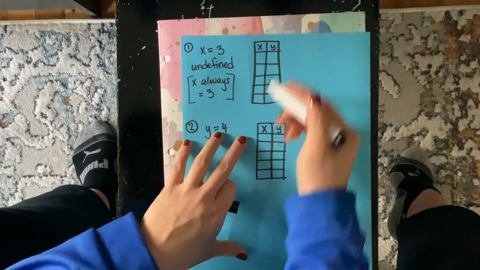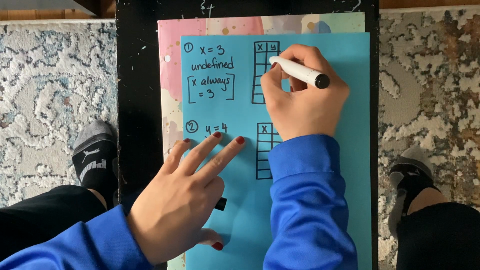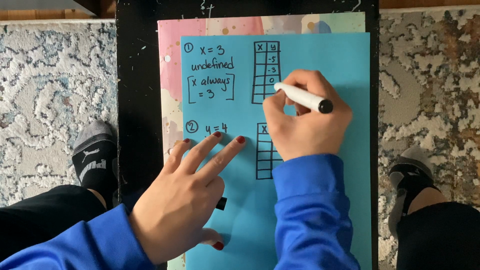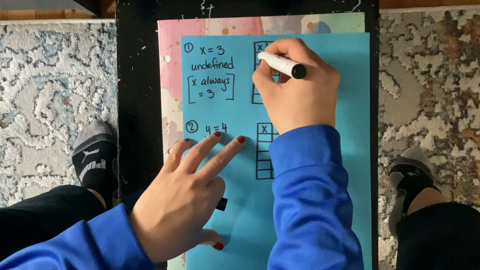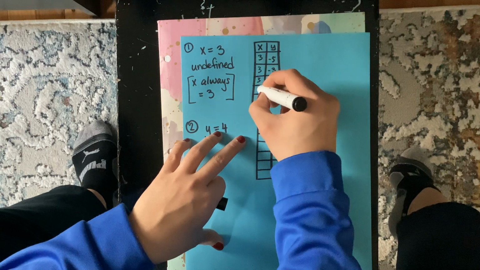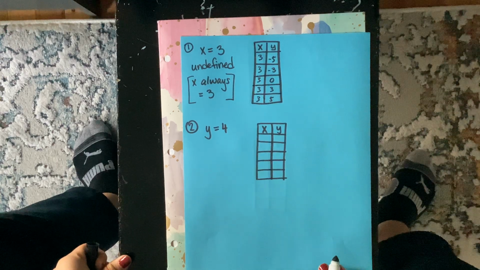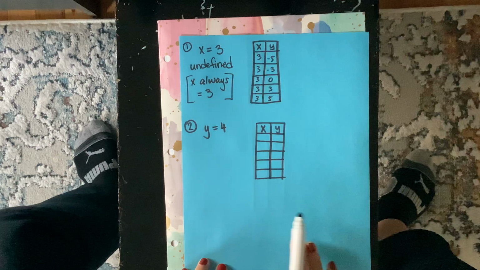X always equals 3. That means in my table, it doesn't matter what my y is. My y can be -5, -3, 0, 3, 5. It doesn't matter what my y is. X is 3. Okay, you can use whatever values you want here because x is always 3.